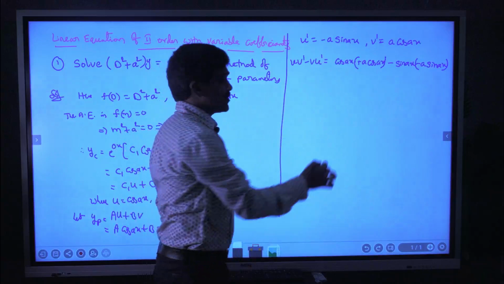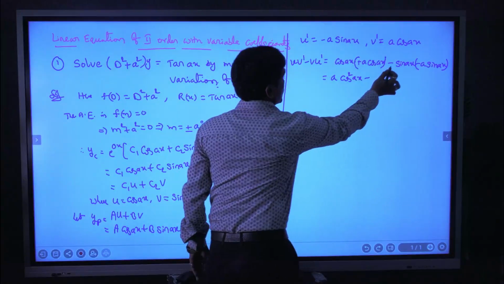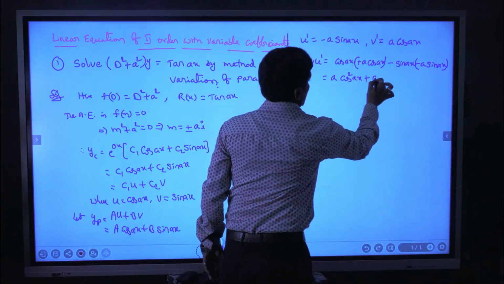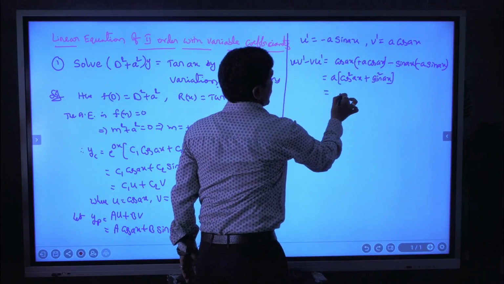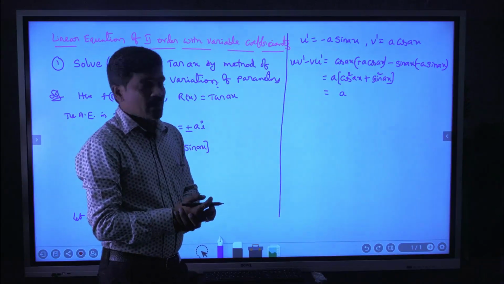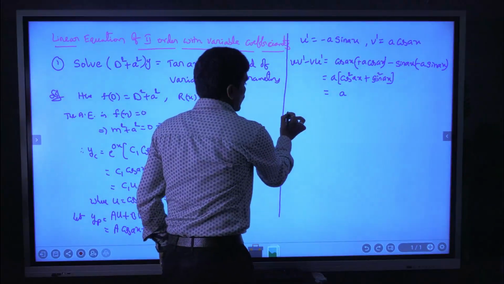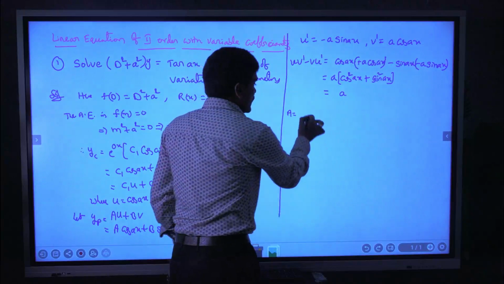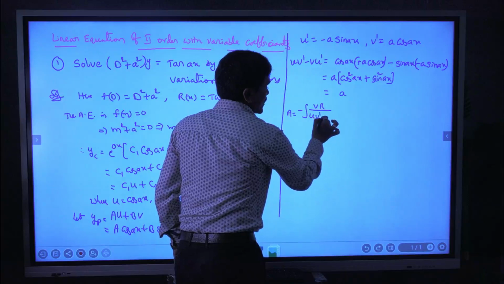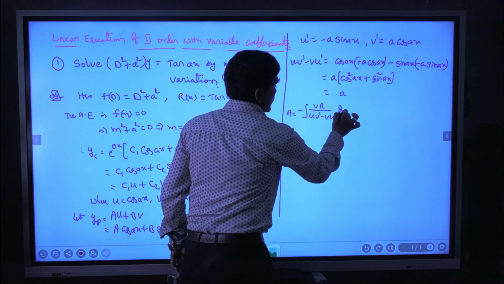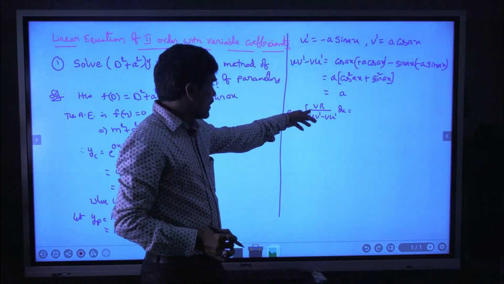Now here a is common, so we write a into cos square ax, here minus of minus plus sin square ax. Cos square plus sin square is 1. So we get uv dash minus vu dash is a. Now write A. What is A here? A is minus vr by uv dash minus vu dash into dx.